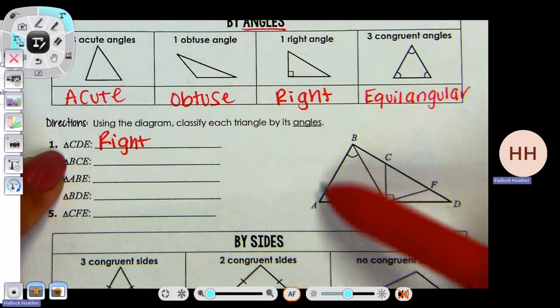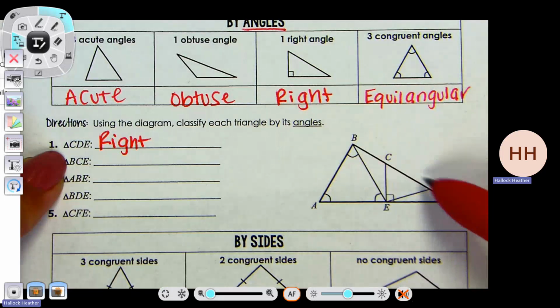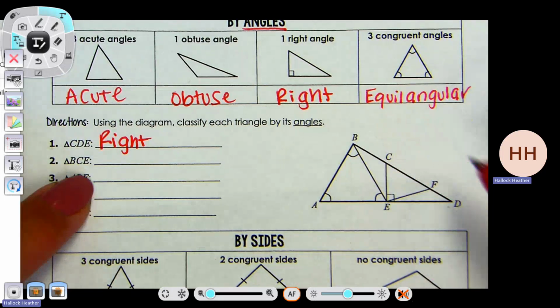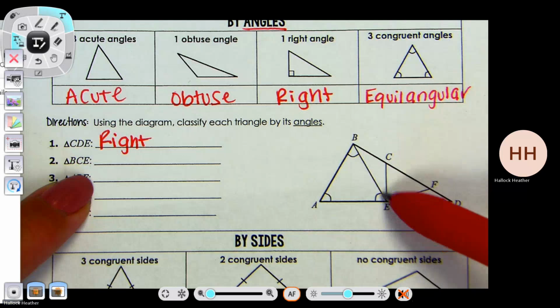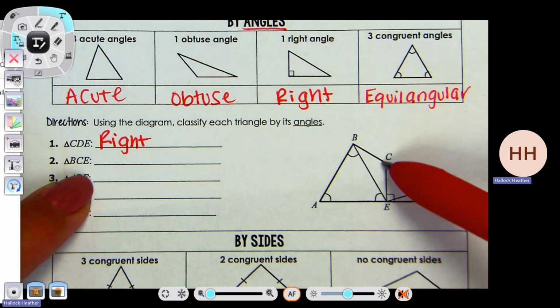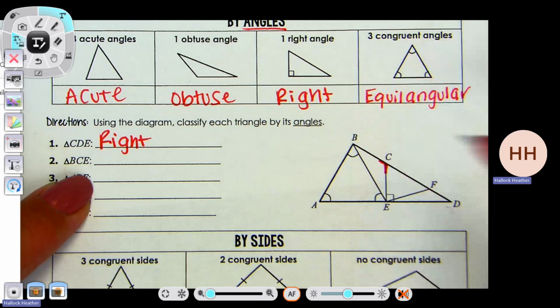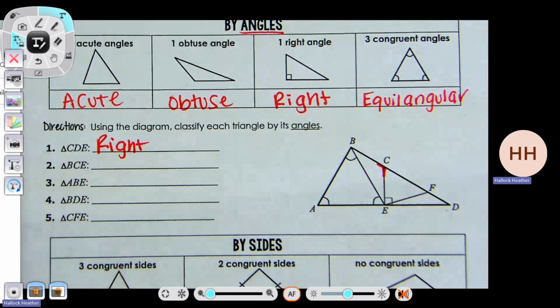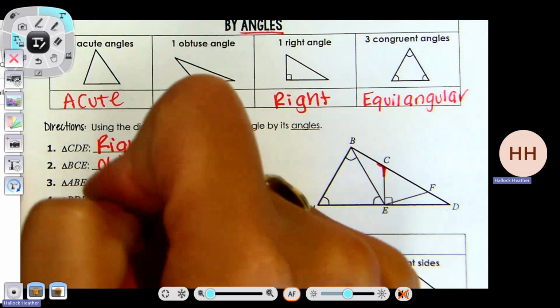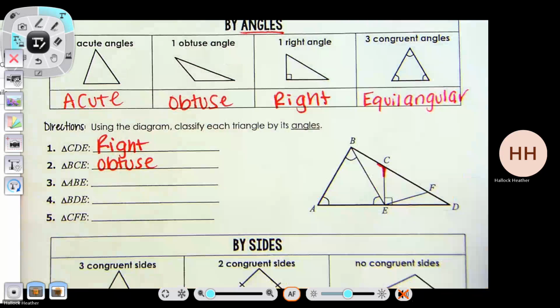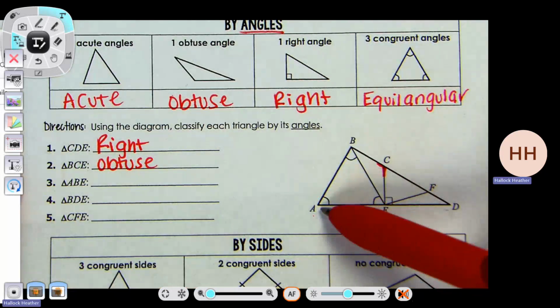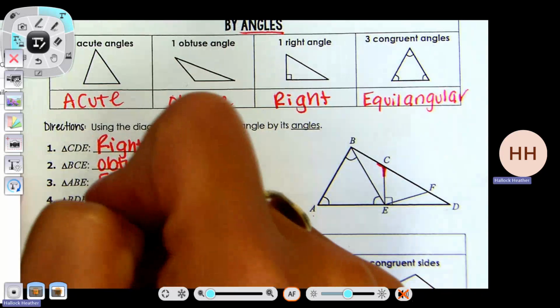So we're looking at this big picture, but you're looking at individual triangles within this triangle. So BC, that's going to be obtuse. It doesn't matter what the angle is. You got to look. This is automatically going to be obtuse because it's bigger than 90. So anything bigger than a right angle is going to be obtuse. Anything smaller than a right angle is going to be acute. So this is obtuse. Equiangular. And then try the last 2.